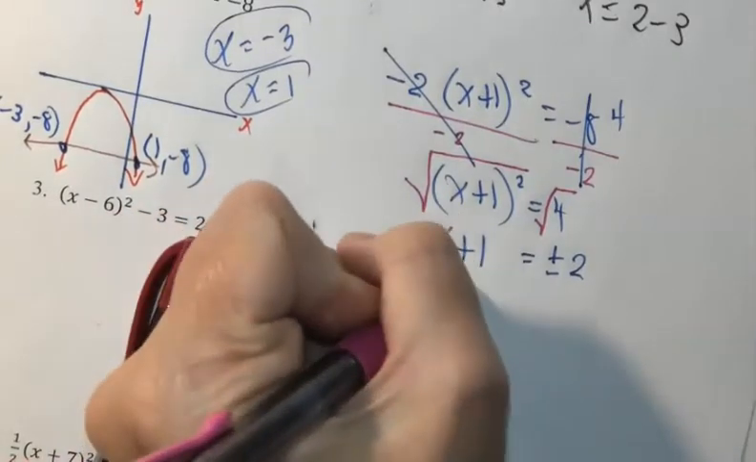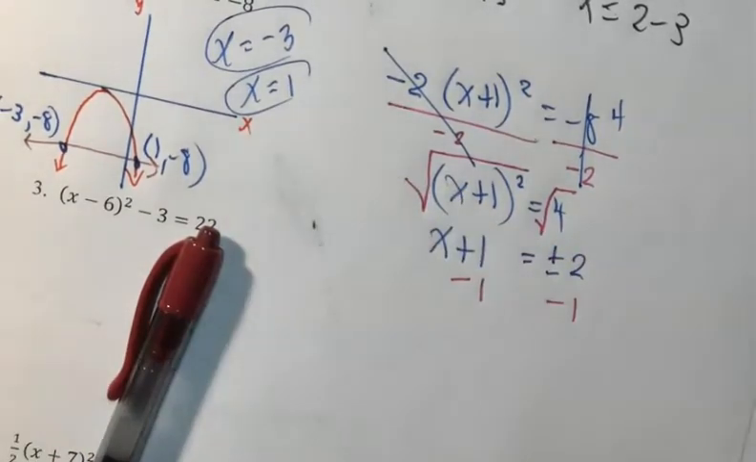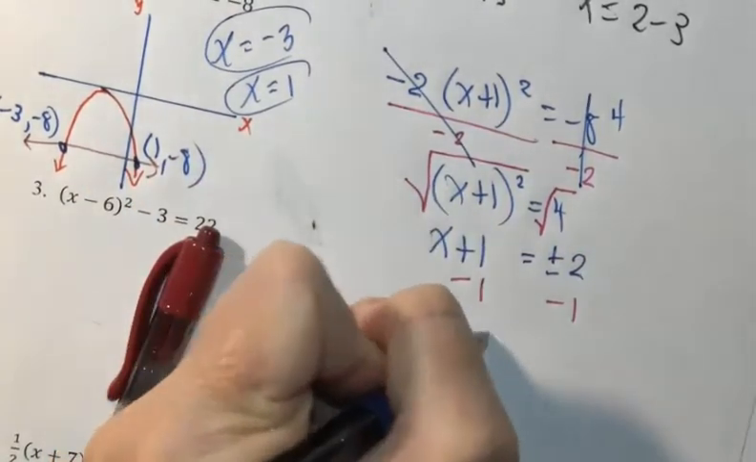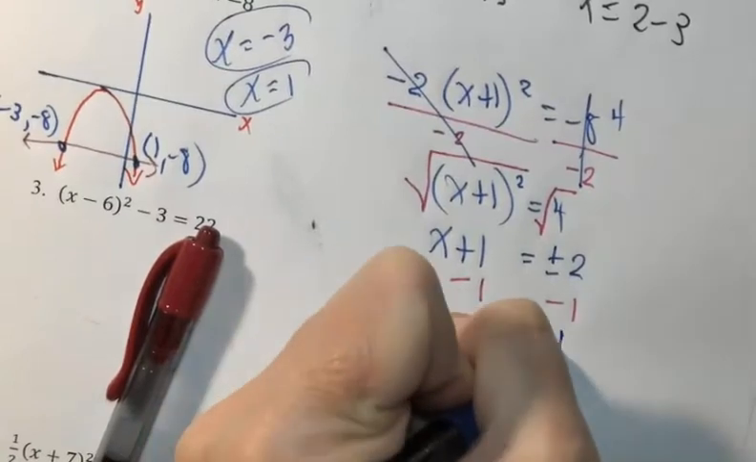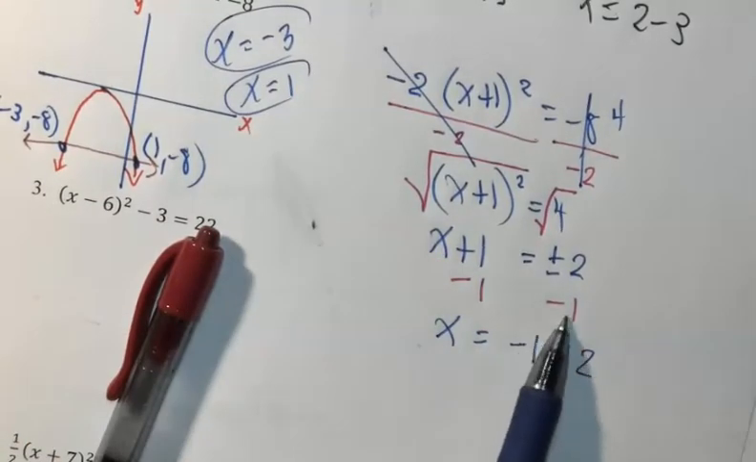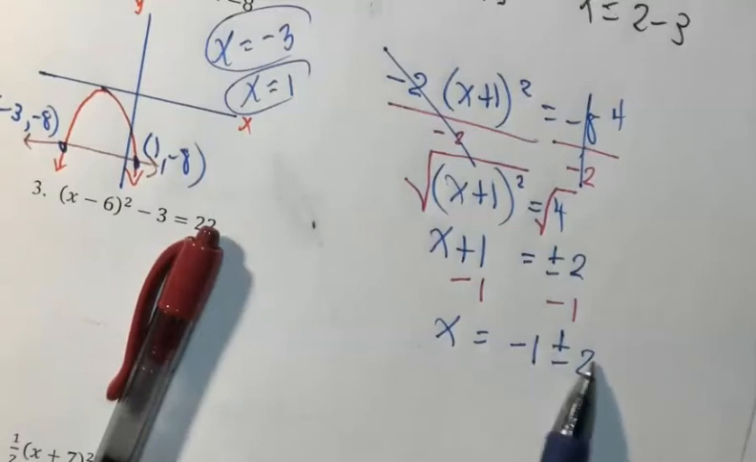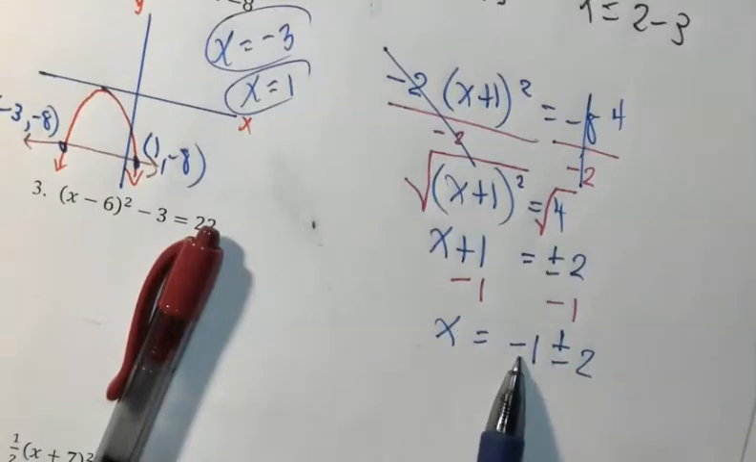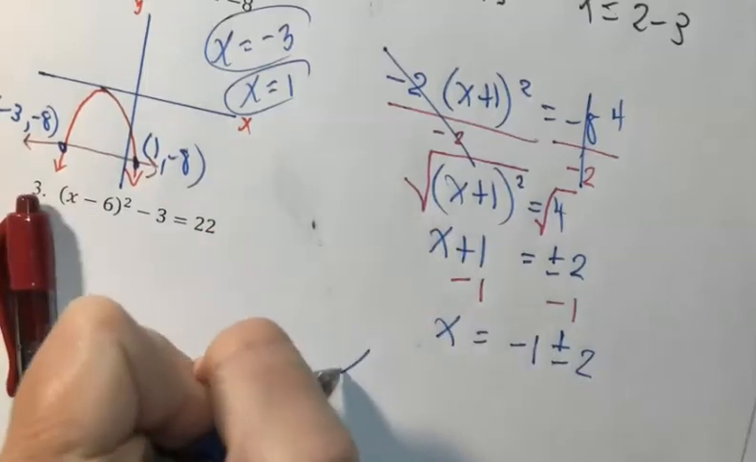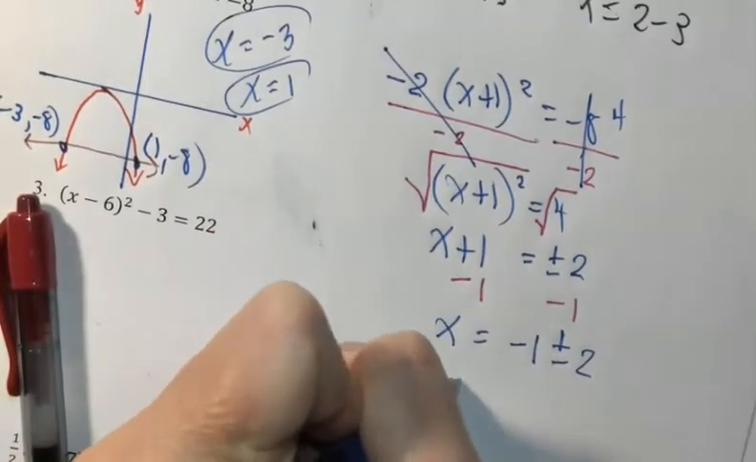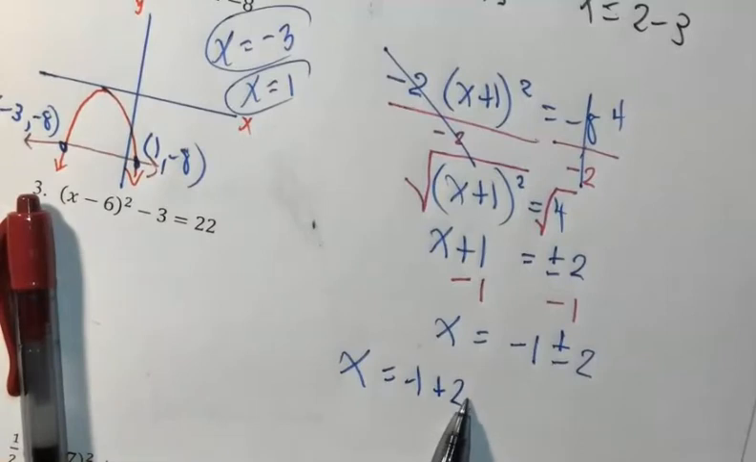So to subtract 1, you will write it this way: x equals negative 1 plus or minus 2. So I'm putting this number and then this plus or minus 2. Now let's break this up. If we break it up, we'll get x equals negative 1 plus 2. And negative 1 plus 2 is equal to positive 1.